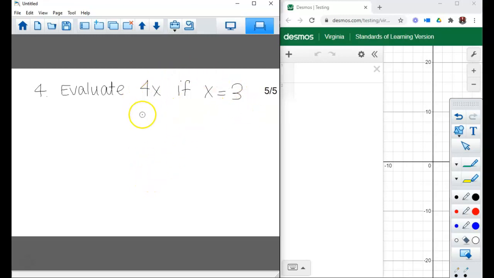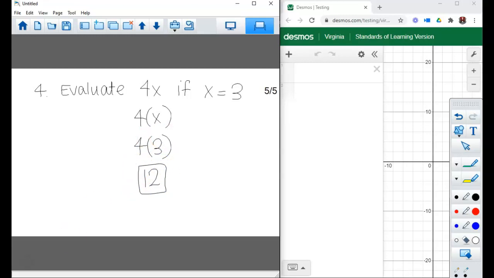So I can't just simply put that 3 in place of that x, because look what that looks like. I don't know if that's 4 times 3 or if that's 43. So that would be confusing. So here's where we have to remember those other ways that we can show multiplication. If it's 4 times x, I can show that with parentheses. And that's how I want you to do it. Not with the dot, but with parentheses. So this is going to be 4 times 3, which in the end becomes 12.